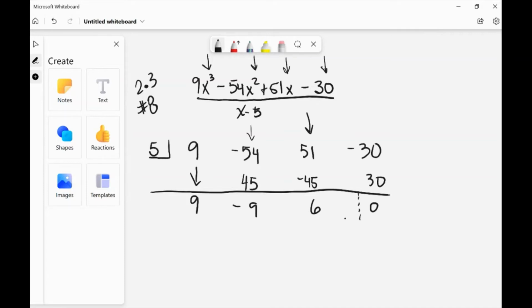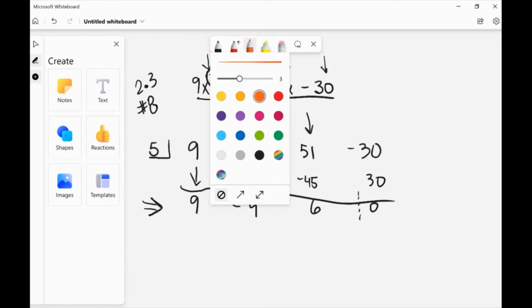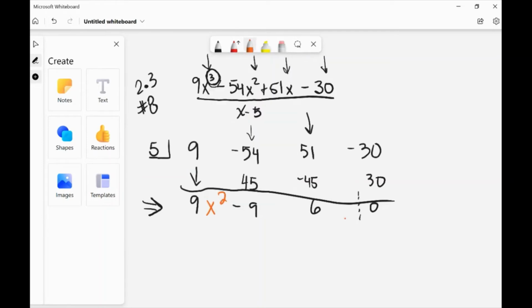We started off with a cubic polynomial. So we end up with what? What degree would this row be? Squared. X squared. All right, let's see. Let me change this up. X squared minus 9x plus 6 would be the answer if all they wanted was to just divide it.